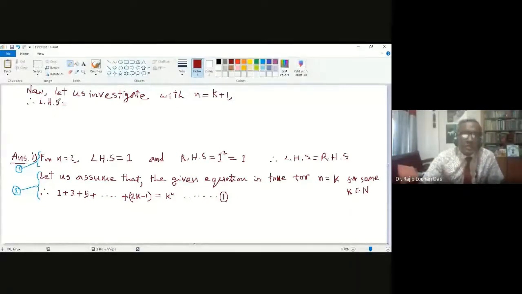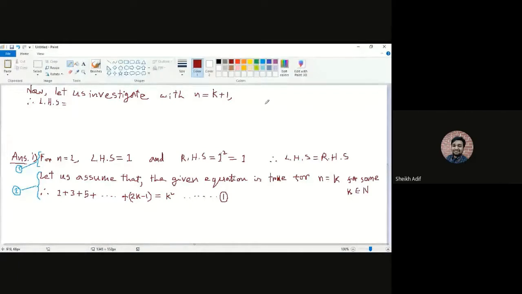What will you write on the left side? I already showed you an example. If n equal to 5, then what will be the left side? Since it's k plus 1, it will be 1 plus 3 plus 5 up to 2 into k plus 1 minus 1. Yes, it is correct.